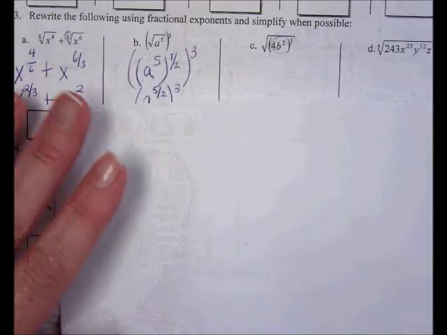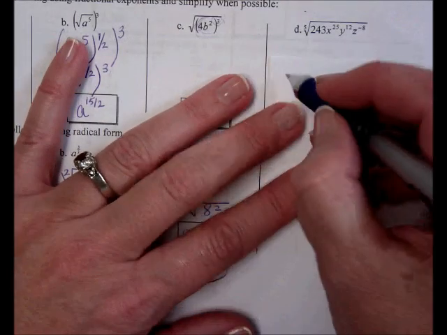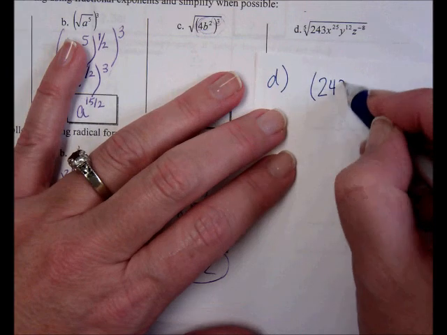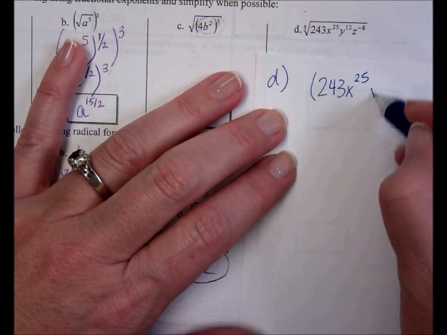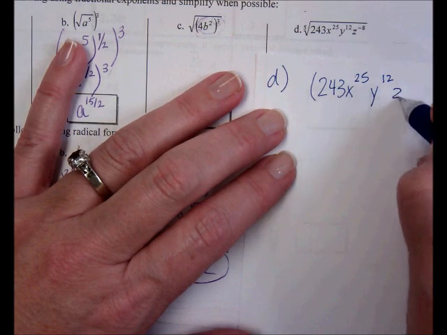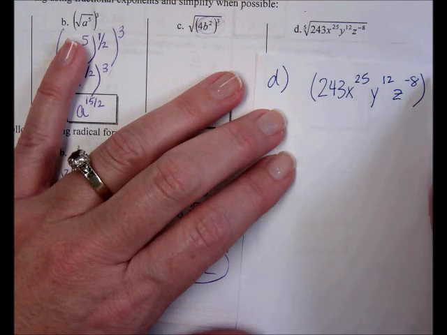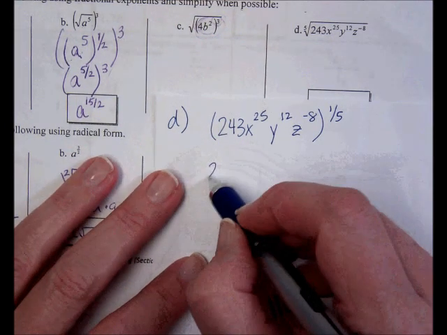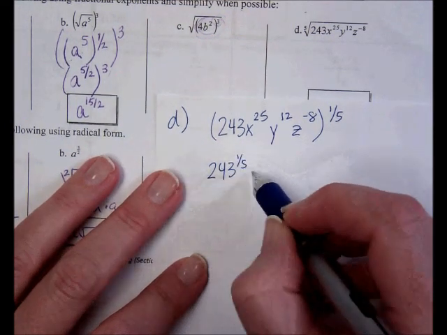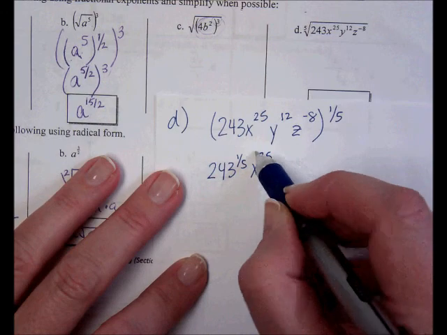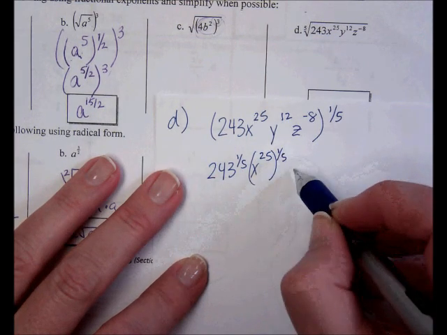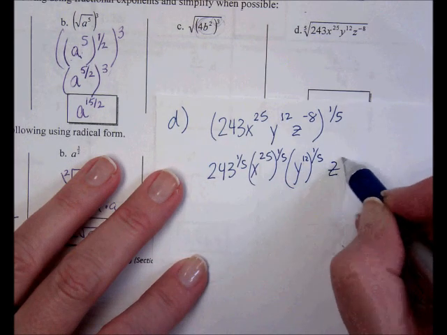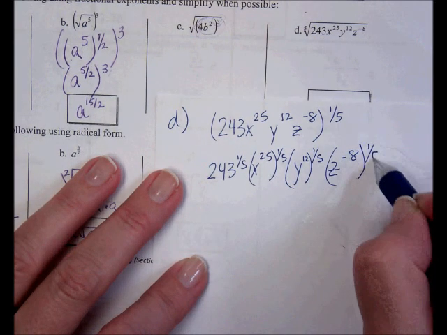Moving on along to D, I do the same type of thing. I have 243 x to the 25th, y to the 12th, and then z to the -8th. And all of that's going to be to the 1/5 power. So I'm going to take 243 to the 1/5, x to the 25 to the 1/5, y to the 12th to the 1/5, and z to the -8th to the 1/5.